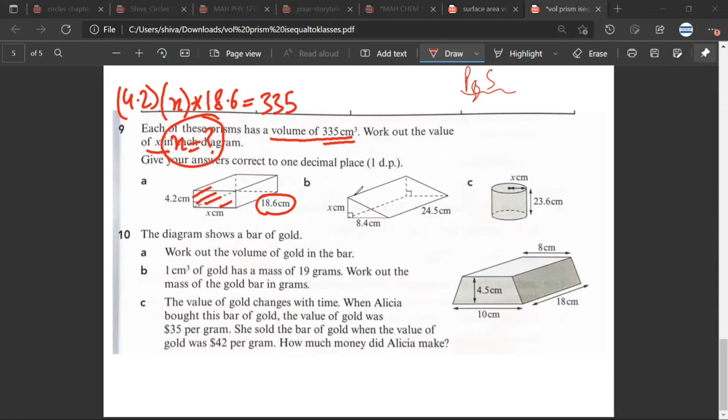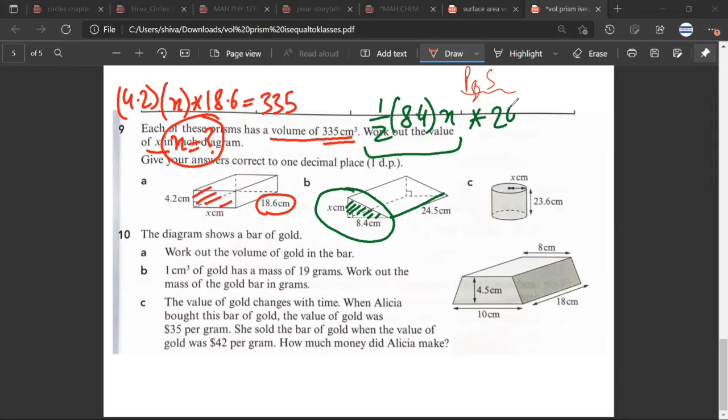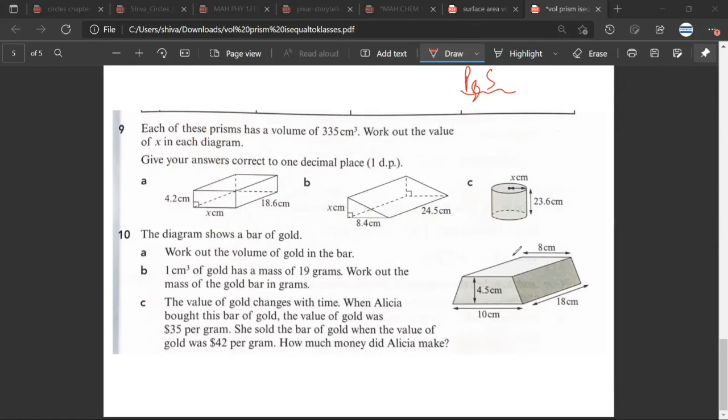In the second question, you want to find the area of this cross section first. This will be equal to half base into height. Multiply this with 24.5. This is the volume, and the volume is equal to 335. Calculate the value of x. Sarthak, any doubt? Mr. Sarthak, any doubt? No, sir.